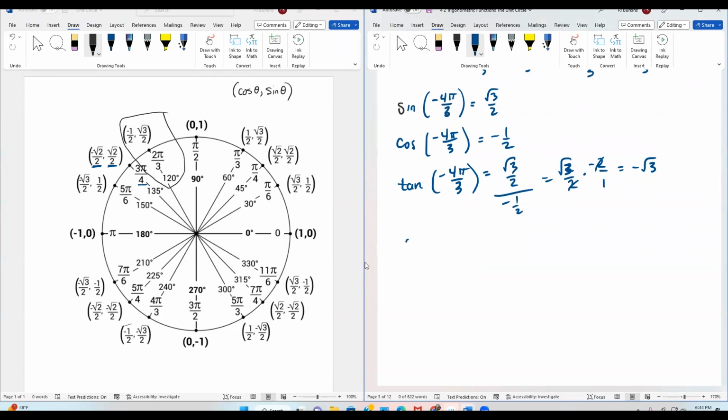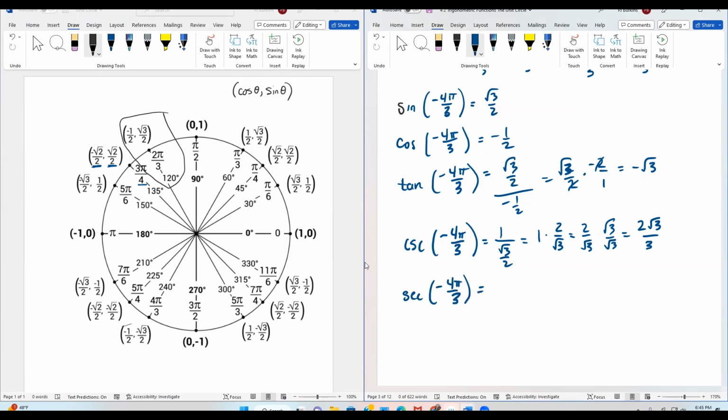Then I want to do cosecant. So that's going to be 1 over the y component. Again, flip and multiply. So we have 2 over root 3, but we have to rationalize, so multiply by root 3 over root 3. And we get 2 root 3 over 3. All right, secant. Not as bad because it's 1 over the x. So flip and multiply yet again.